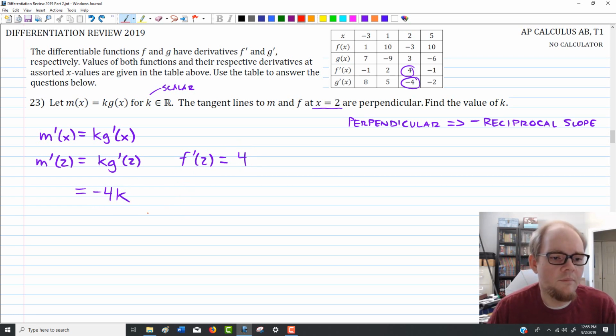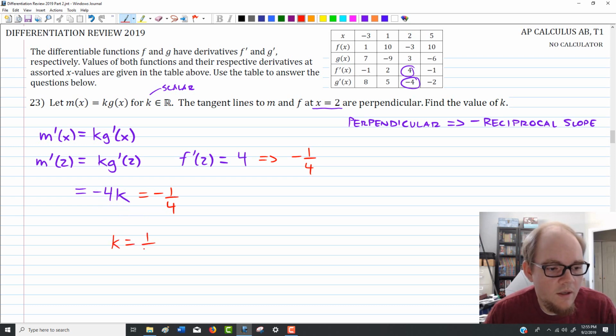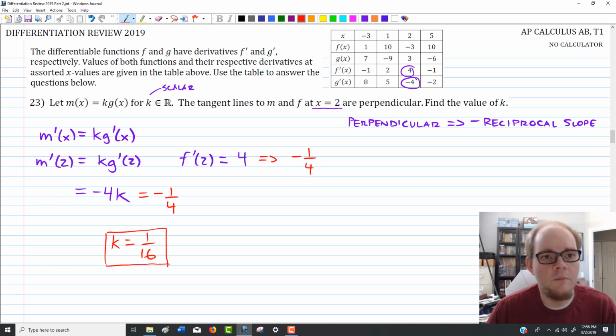So a couple different things here. There's two different ways to solve this. Basically, it depends on which one you want to set as there. What I want to point out is that this slope needs to be the negative reciprocal of 4. So that implies that the other slope should be equal to negative 1/4. So over here, I'm going to set that equal to negative 1/4 so that the two are negative reciprocals. When we multiply both sides by negative 4, we get that k is equal to 1/16. And there is our value.